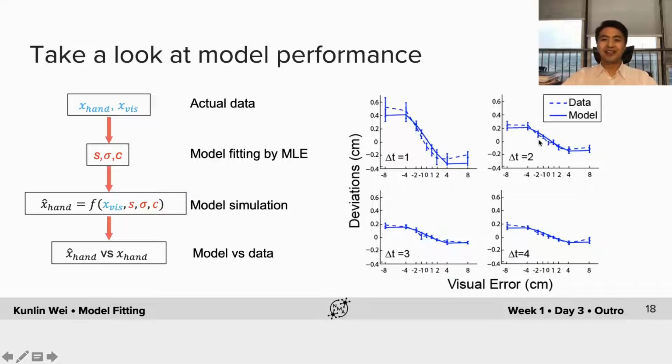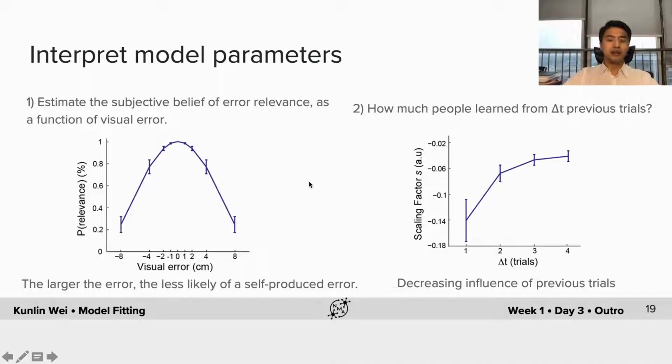All right. Then I plot the data and the model prediction together. The data is shown as a dashed line. The model prediction or the model simulation is plotted as a solid line. As you can see, they actually match each other pretty well, right? And the model can capture the pattern in the data. All right, then we already know the model parameters for each individual subject. Now we need to interpret those model parameters, see whether they make sense.